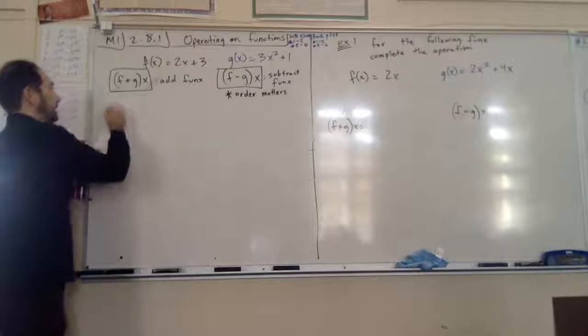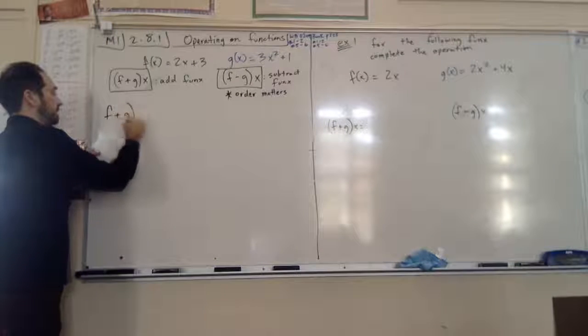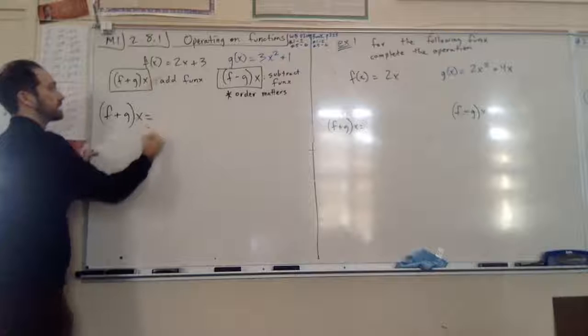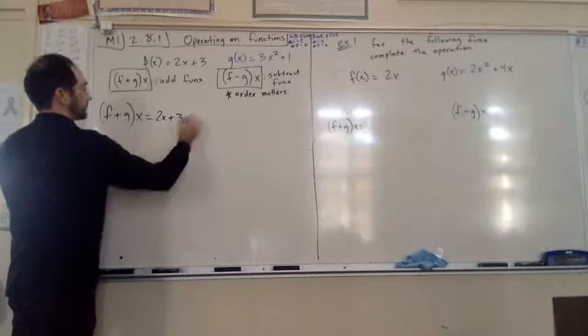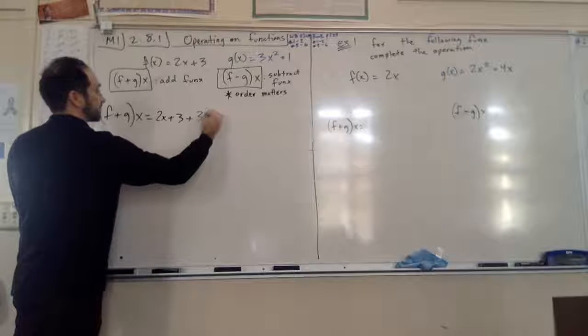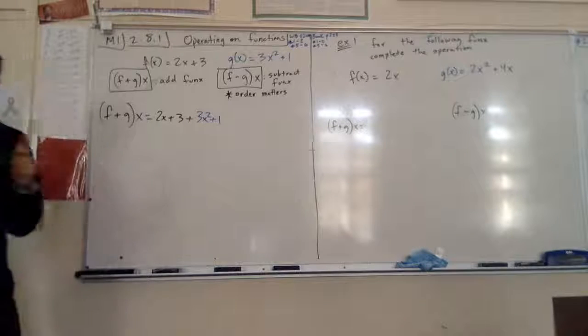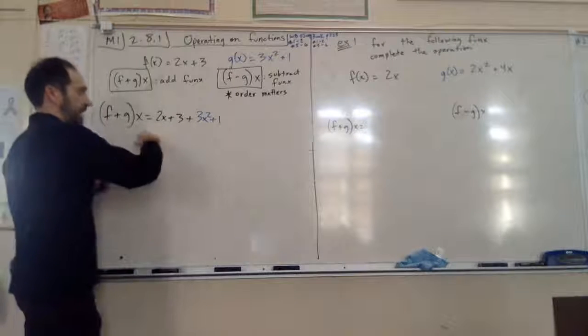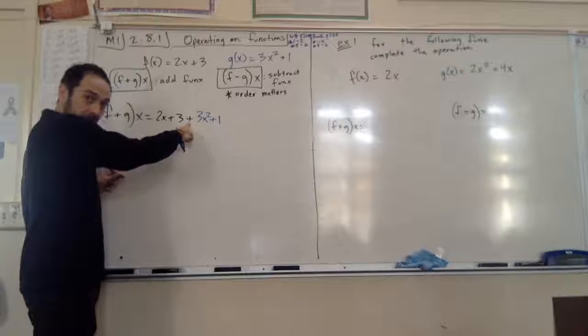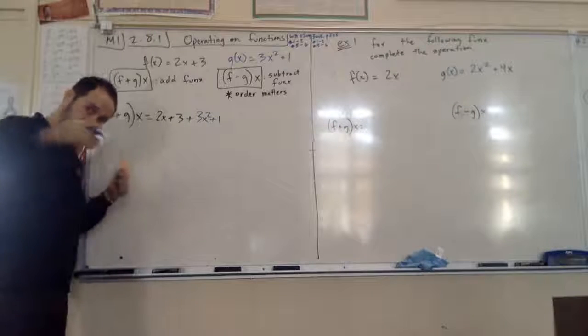All right, here we go. f plus g of x. What is that equal to? It's equal to f of x plus g of x. You see? It's just the two functions added together. When you have addition, there's nothing to worry about as far as your signs go because you're just adding it. When we get to subtraction, we've got to worry about the subtraction part.